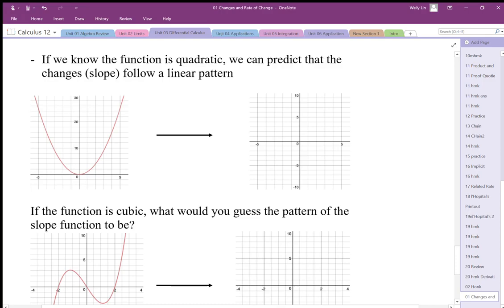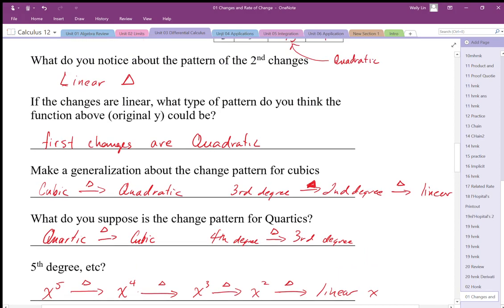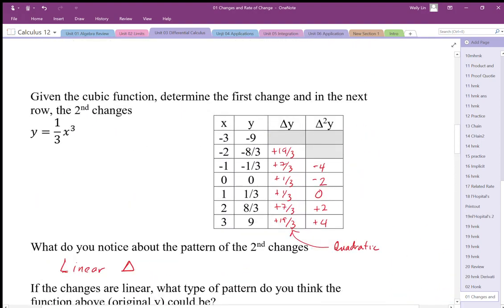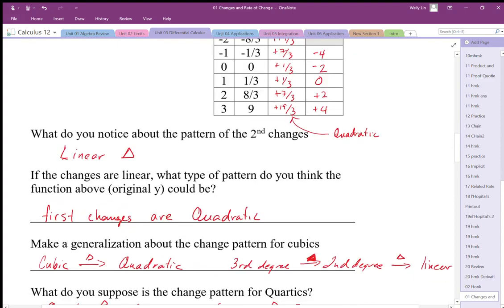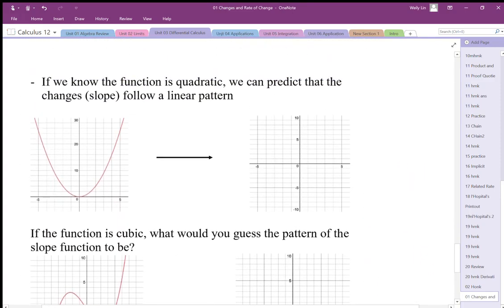We're going to do this using what we figured out up here, that the changes of a quadratic graph are linear. If we go back up here, the changes in y of a quadratic graph are linear. Well, that means that when we calculate the slope of a parabola, the changes are linear. Or we can then say the slopes should be a linear function.